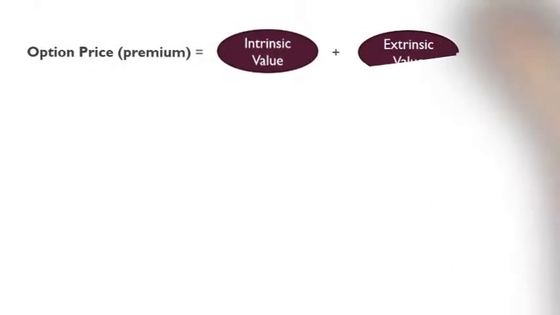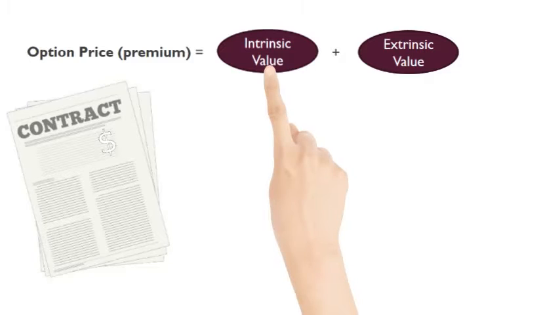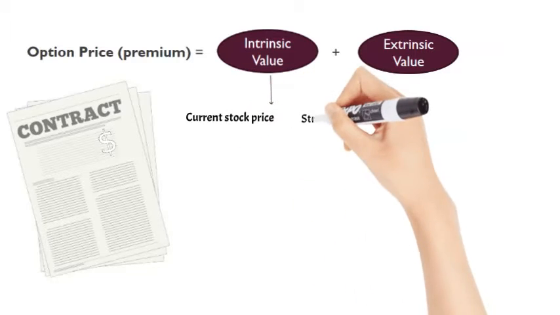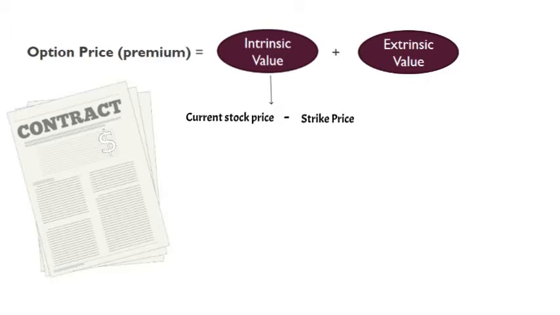Also known as premium, option prices are composed of the sum of its intrinsic value and extrinsic value. Intrinsic value is the price difference between the current stock price and the strike price. For example, let's assume that you own a call option on a stock that is currently trading at $54 per share. The strike price of the option is $50, and the option premium is $5. Because the market price is above the strike price, the strike is in the money. Only in the money options have intrinsic value.